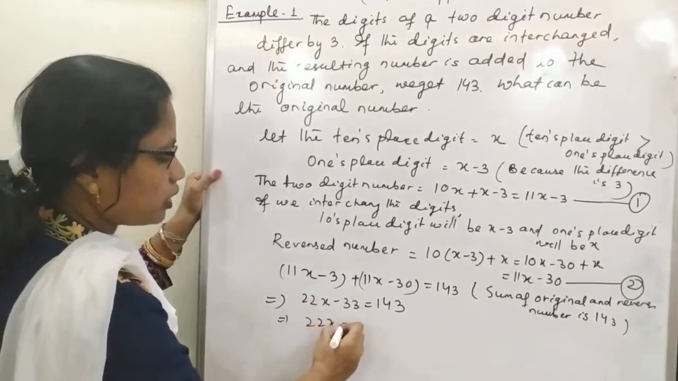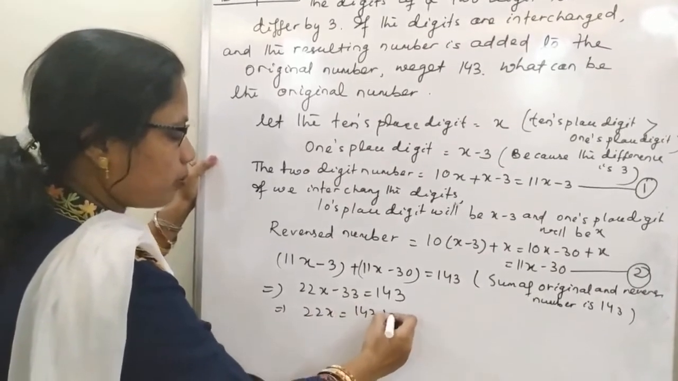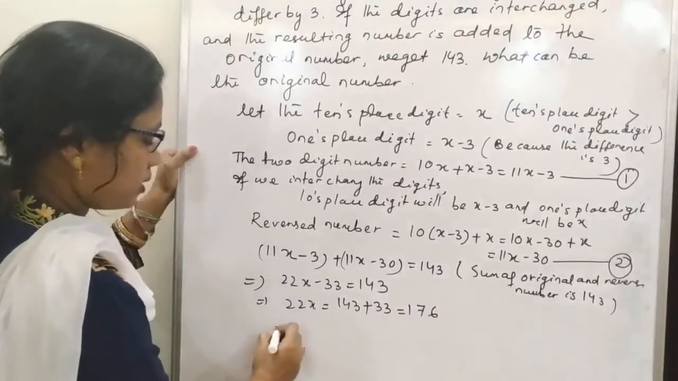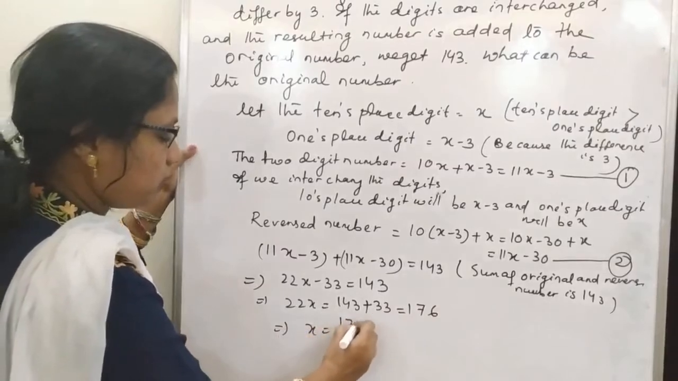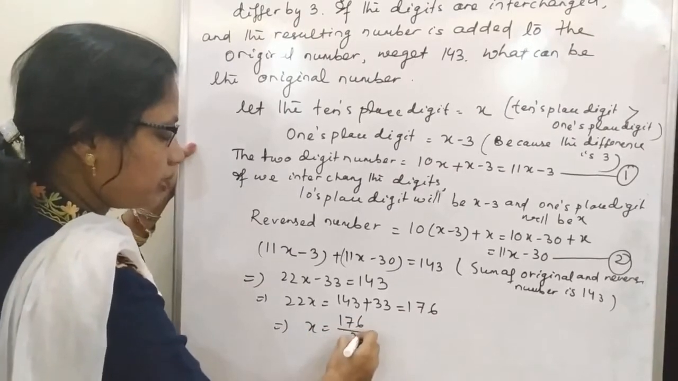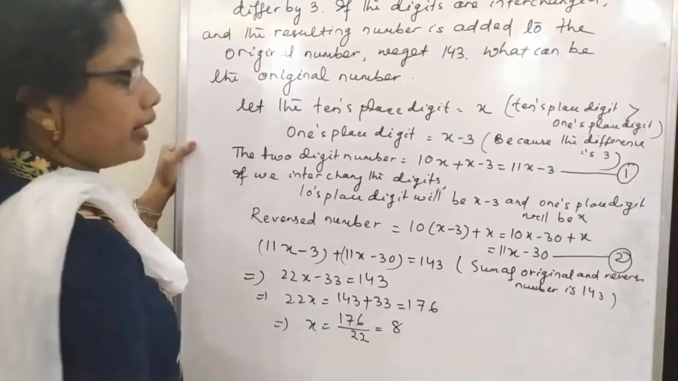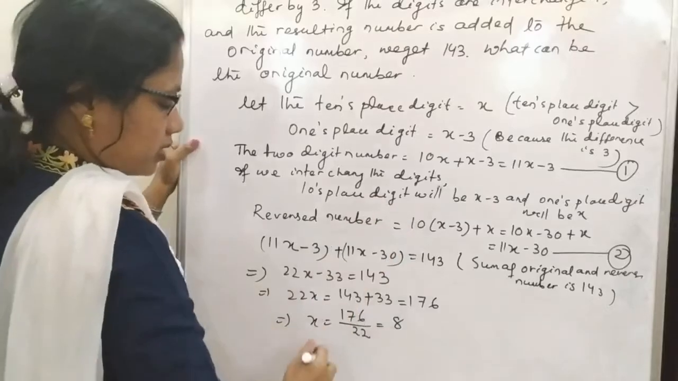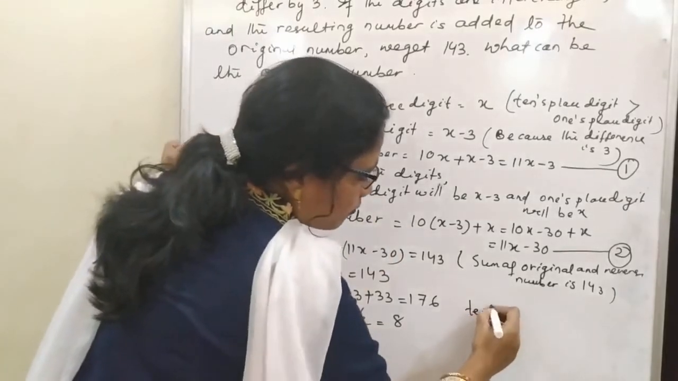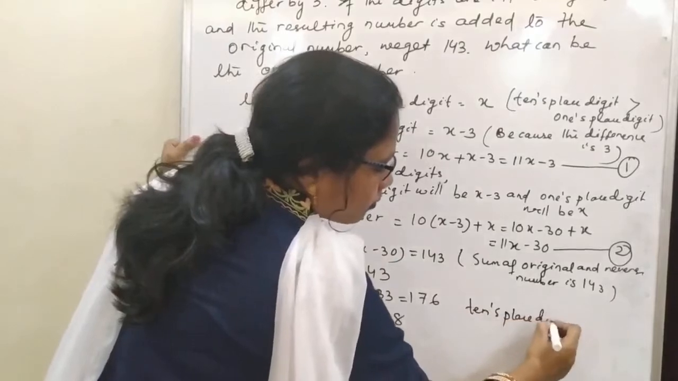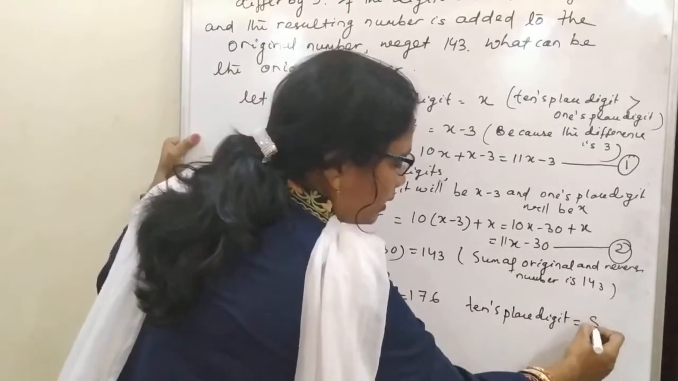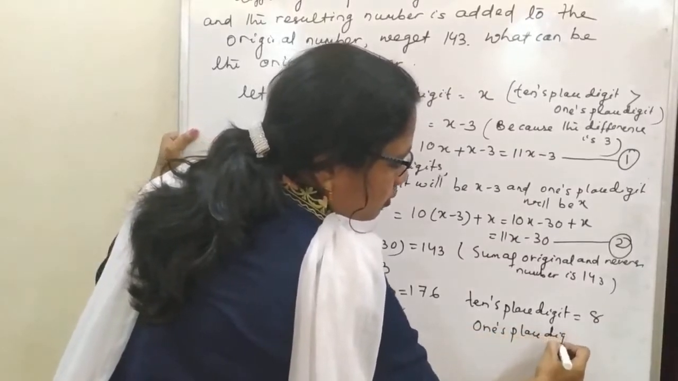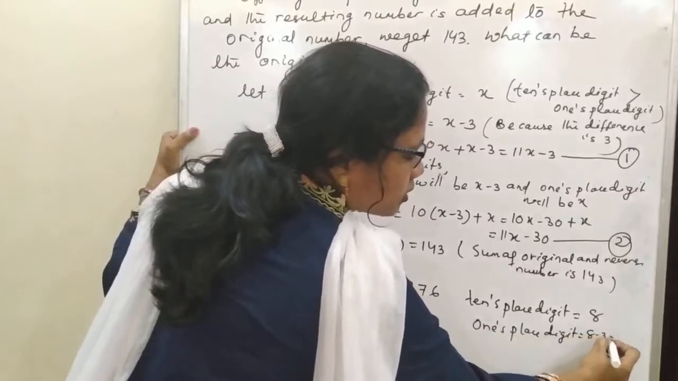So this implies 22x is equal to 143 plus 33, which is equal to 176. So this implies x is equal to 176 by 22, which is equal to 8. So we got x as 8. That means our tens place digit is 8. So the ones place digit will be 8 minus 3, which is equal to 5.